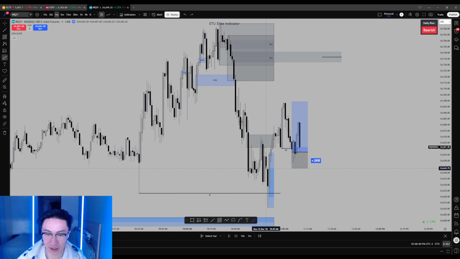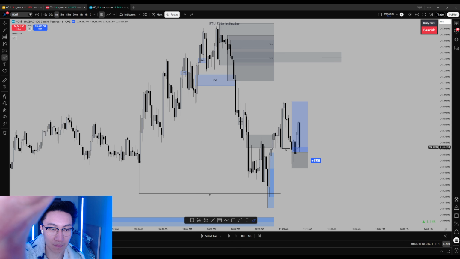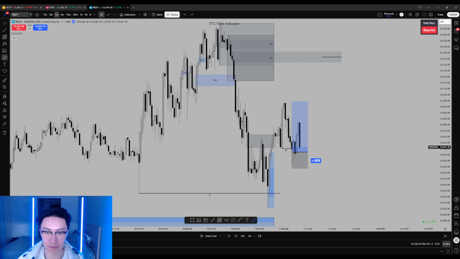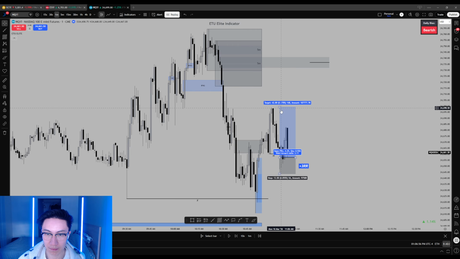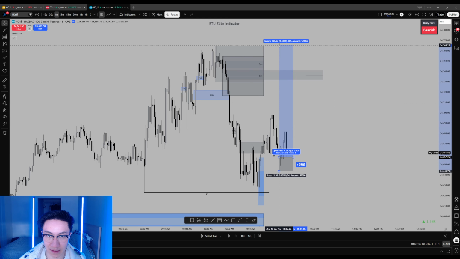Where do I place my stop loss? Prior to mitigation, which is what I talked about within the course modules. If you don't understand that, you should probably go back and rewatch that section. But that's what I was doing in terms of my stop loss. My target was just the next high, and I'll explain briefly why my target was not something like this.